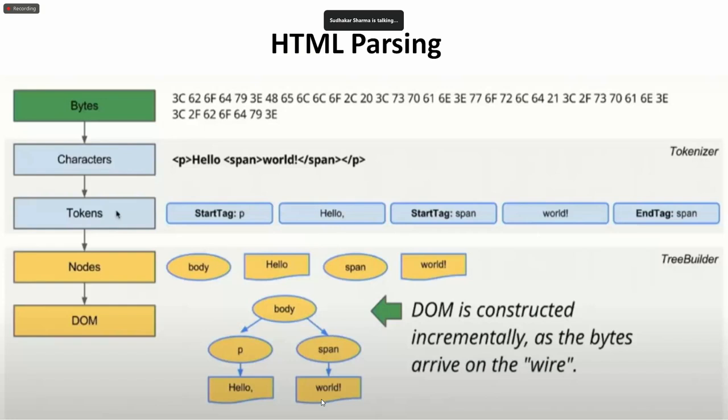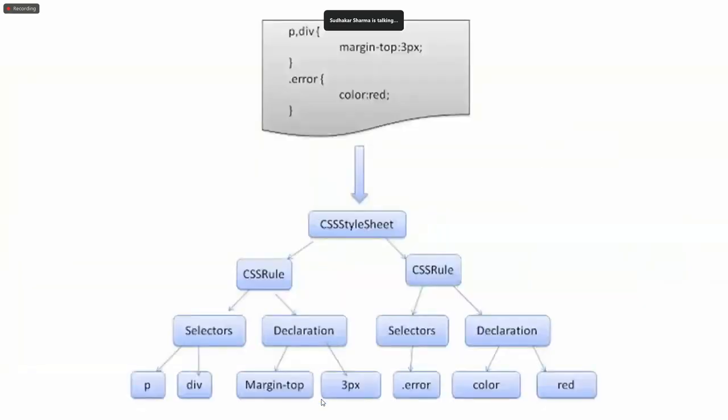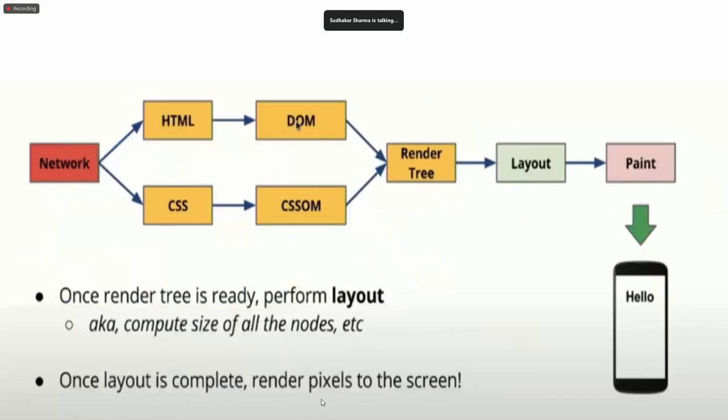So we write markup to what? Bytes to characters, characters to tokens, tokens to nodes, and nodes will form a DOM. And this DOM will undergo the process of layouting, rendering, and painting. The final result is what it paints.